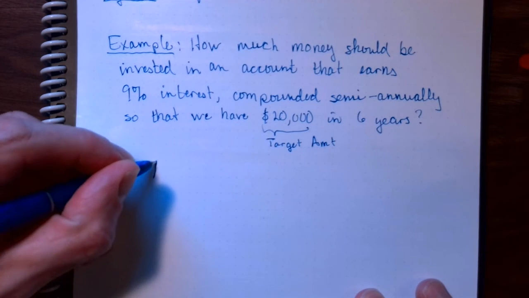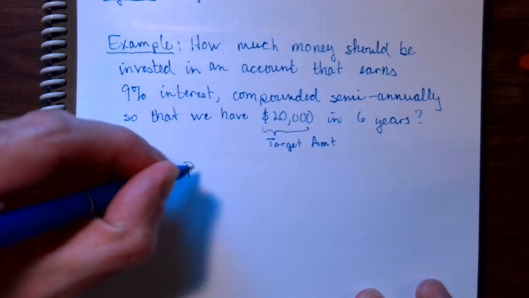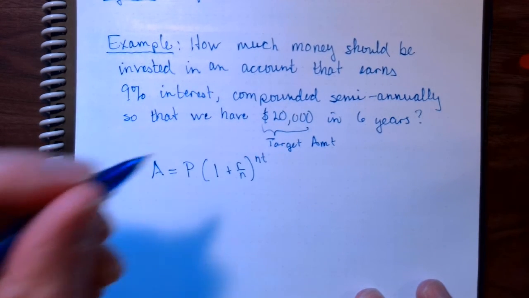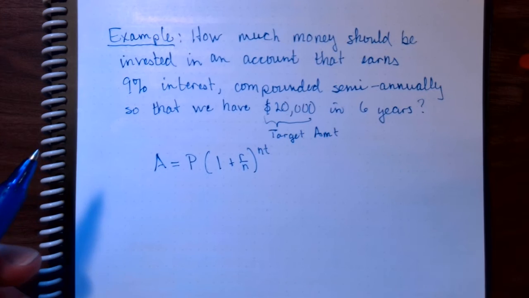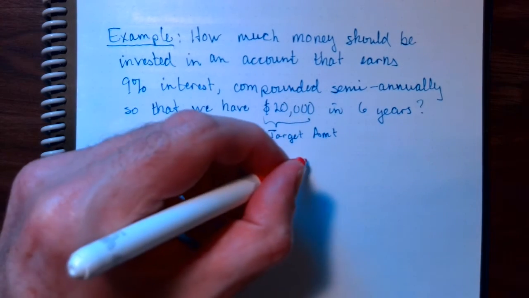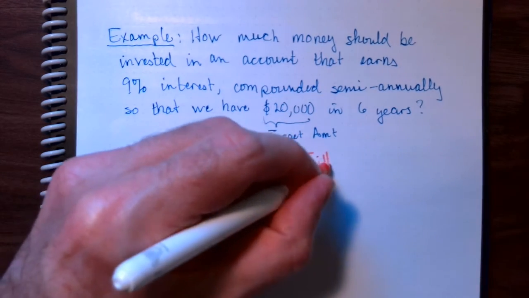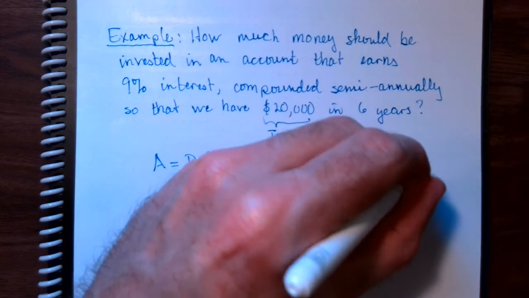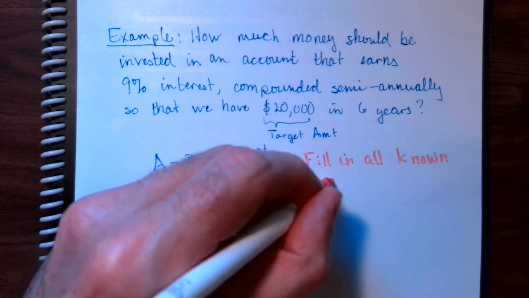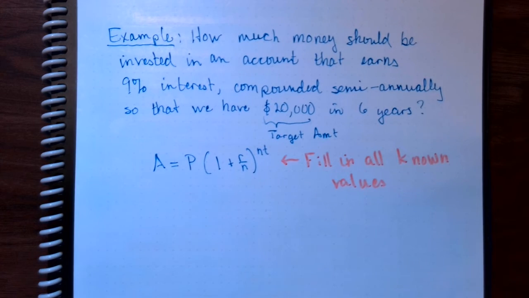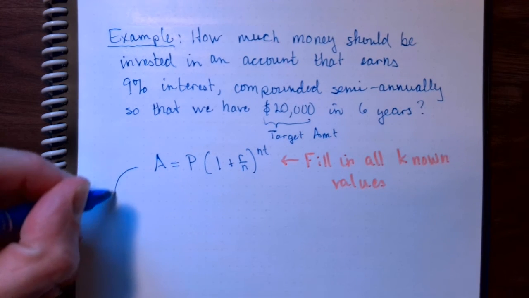Now, let's look at what we know. We know this formula for computing the compounded amount. What we're going to do is fill in all the known values. We're going to fill in everything that we know. So let's go down here.